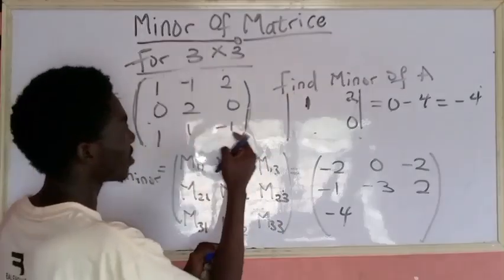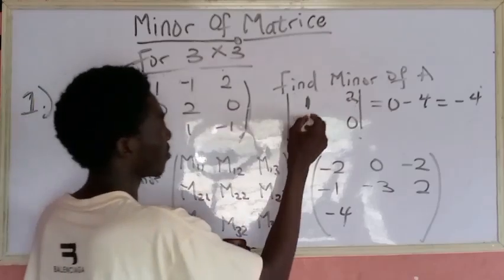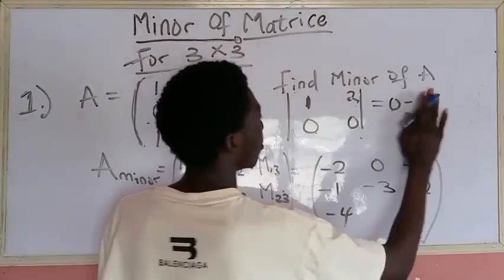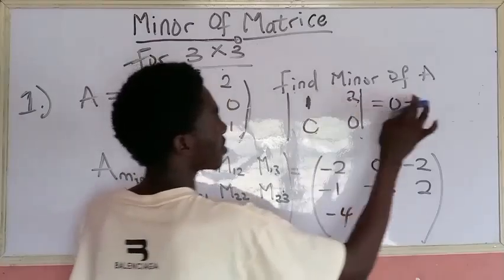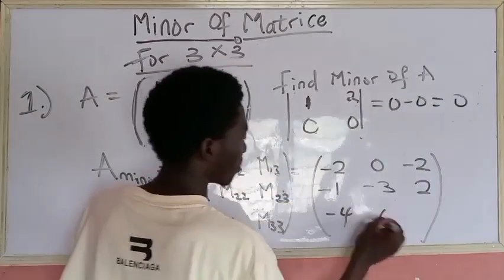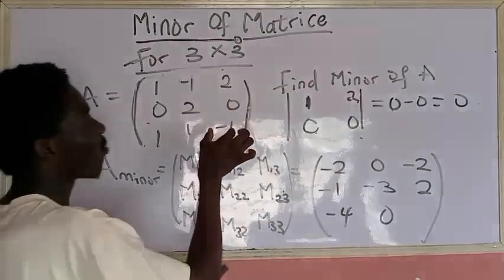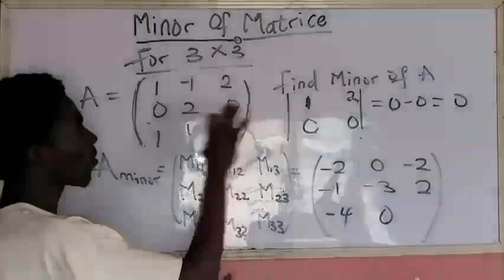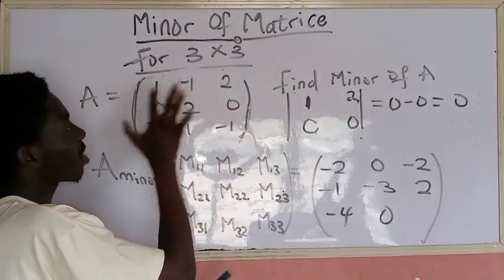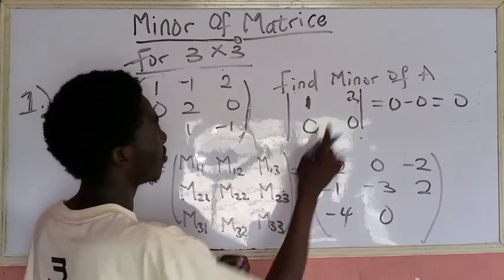Occupy this column, occupy this row. 1, 2, 0, and 0. 1 times 0 is 0, 2 times 0 is 0, and that is 0. So here is 0. Good. Next one, 1. 1 occupies this column and occupies this row. I'm left with 1 minus 1, 0, and 2.